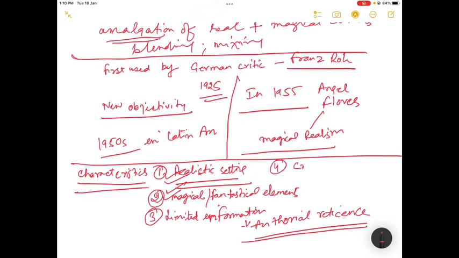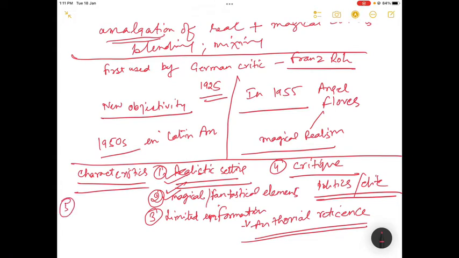Next feature is critique. Now, authors often use this device, this technique, to offer an implicit critique of society. Most notably, politics and the elite class, they use it to criticize. As I told you in the beginning, the genre grew in popularity in parts of the world like Latin America, that were economically oppressed and exploited by Western countries. Magic realist writers used this genre to express their distaste and critique American imperialism.